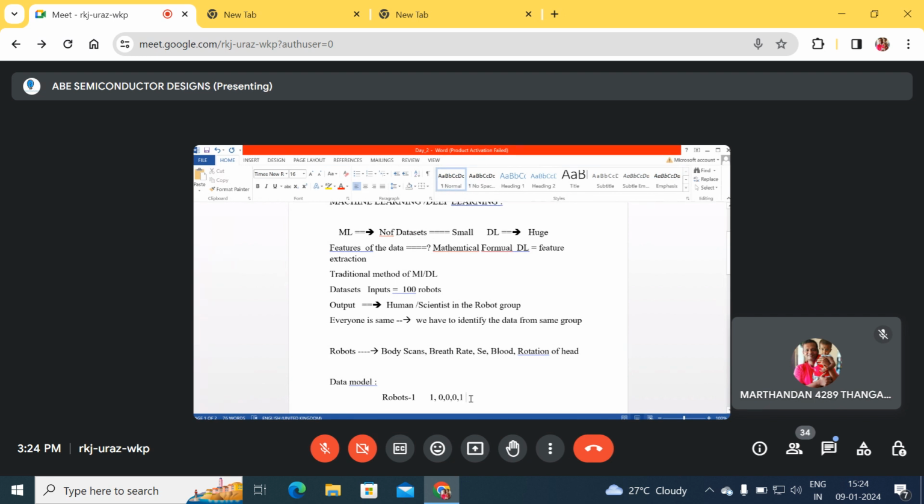Now, my question is how my learning model understands that this is a robot. So for that we go for a label. So that is the logic. That is an output. So that is the label mechanism. That is why we go for a label.